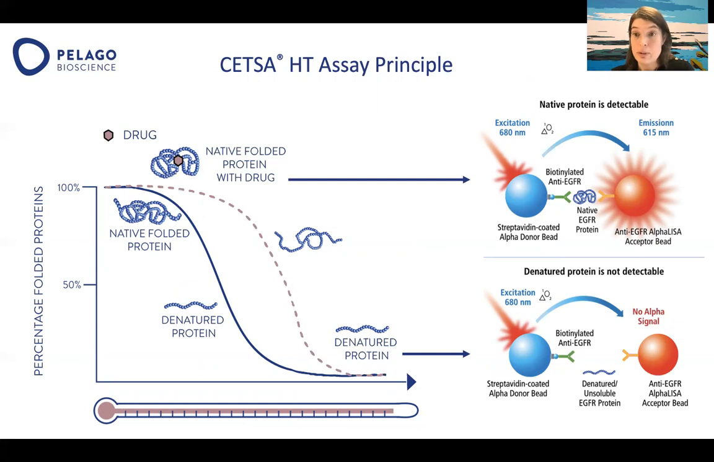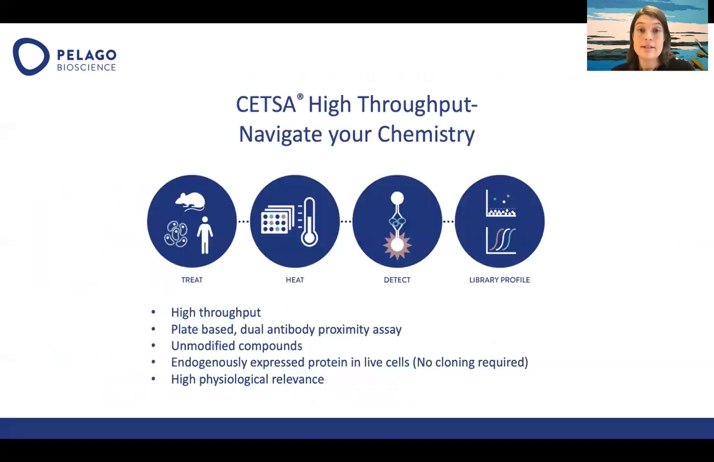And the readout I'm going to talk about first is based on the alpha technology, as you see here. So this is the CETSA high-throughput, which can be used for navigating your chemistry. It's a plate-based method. You're using dual antibodies for the proximity assay for detection. The compounds are unmodified, and we detect endogenously expressed protein in live cells, so there's no cloning required. And this altogether, of course, gives this assay a very high physiological relevance.